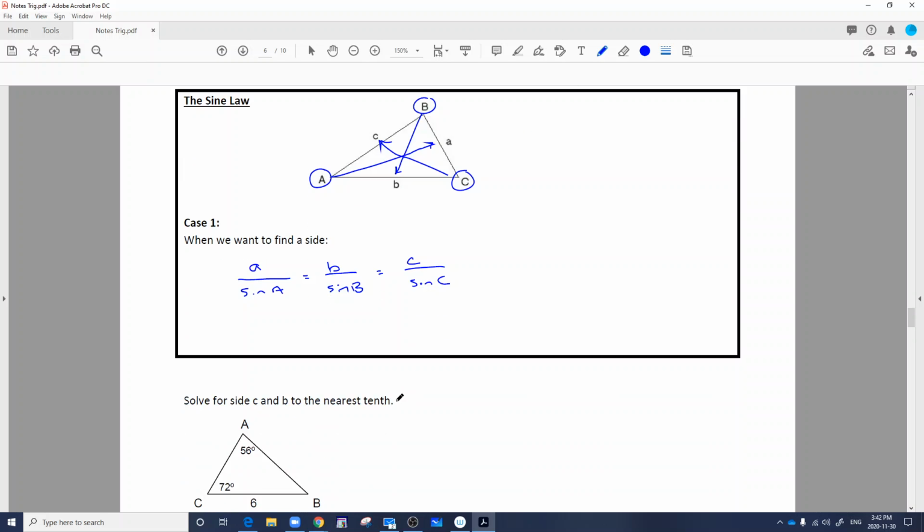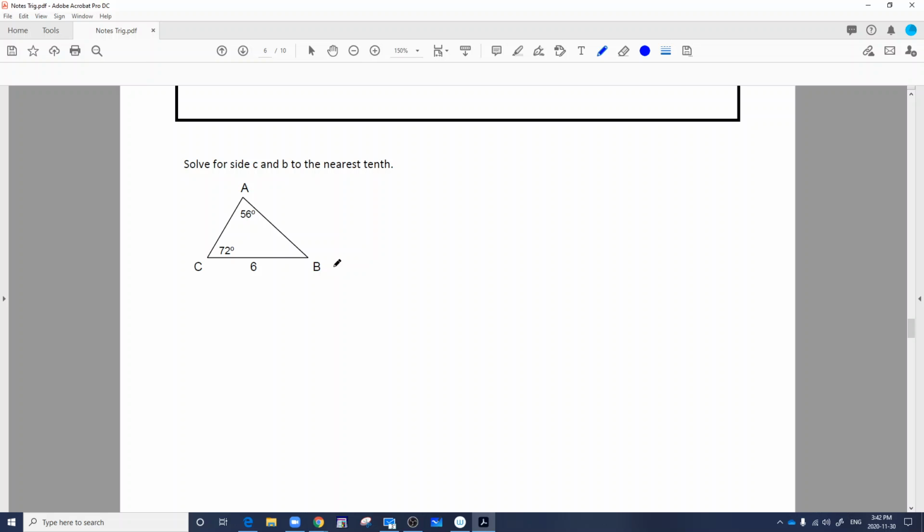So let's look at what that means. Here is a non-right angle triangle. You can tell because there's no square in a corner. And this says solve for side C and B to the nearest tenth. Looking at this question, I have a known angle across from a known side. What that means is that I can solve for either an angle or a side, depending upon what else is known. Here I also know another angle, so I can solve for the side across from it.